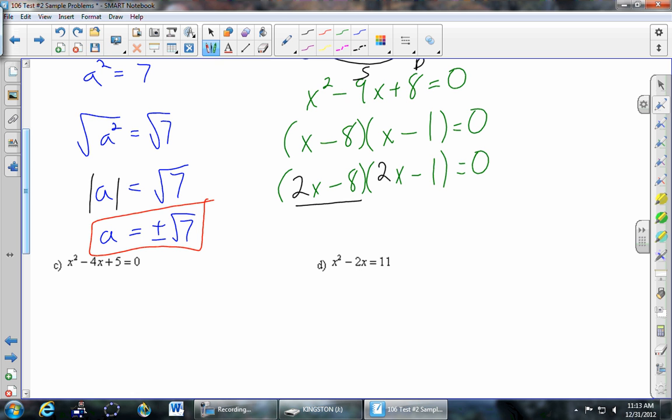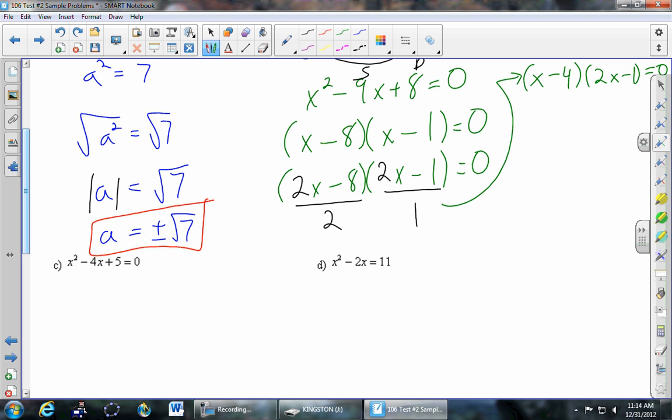So what goes into 2 and 8? 2 goes in. What goes into 2 and 1? Just 1. So let's do our division here. That 2 in the bottom goes into the 2x and gives me just x, minus the 2 also goes into the 8, gives me 4. Divided by 1 doesn't change anything.